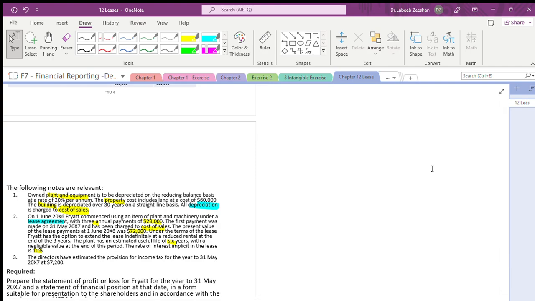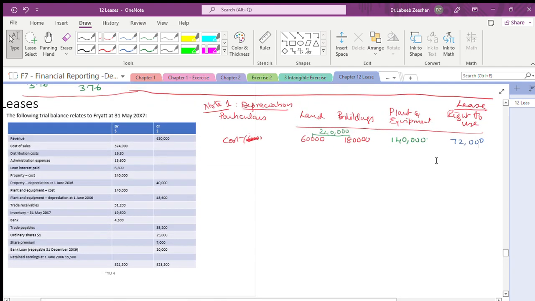Fine. Now, is it right? Fine. Slowly we will do. Okay. Now, they have already done accumulated depreciation. How much is the accumulated depreciation? 40,000 and 40. On the land, there will not be any depreciation.